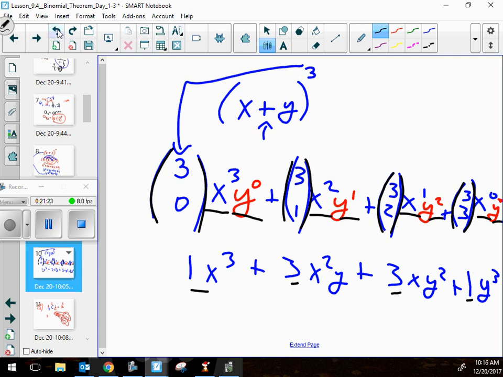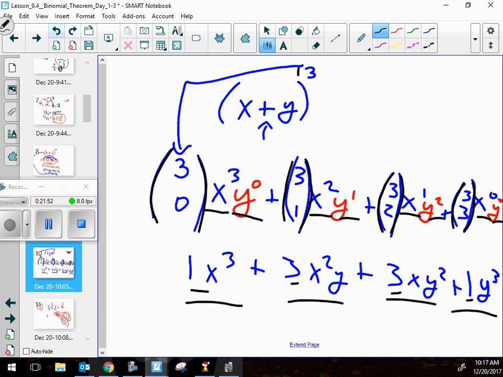This was an x to the third. How many terms are there for an x to the third? 1, 2, 3, 4 of them. So if I did do x to the 13th, how many terms would there be? 14. Okay. So if I made this x to the 13th, but I said, all I really want is the second term of it. Do you get how you could do that?